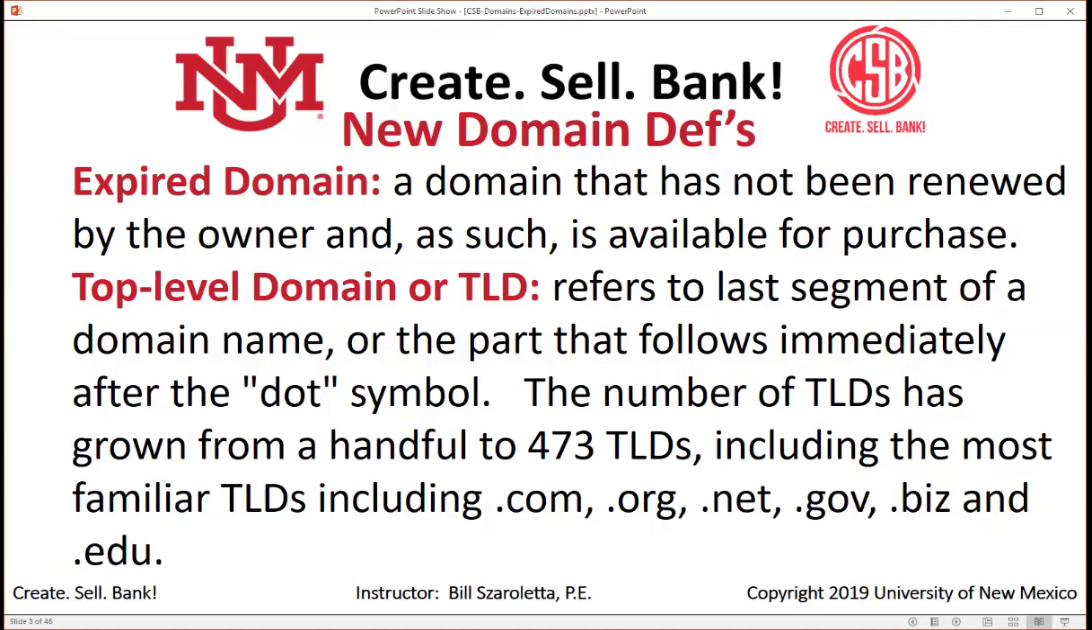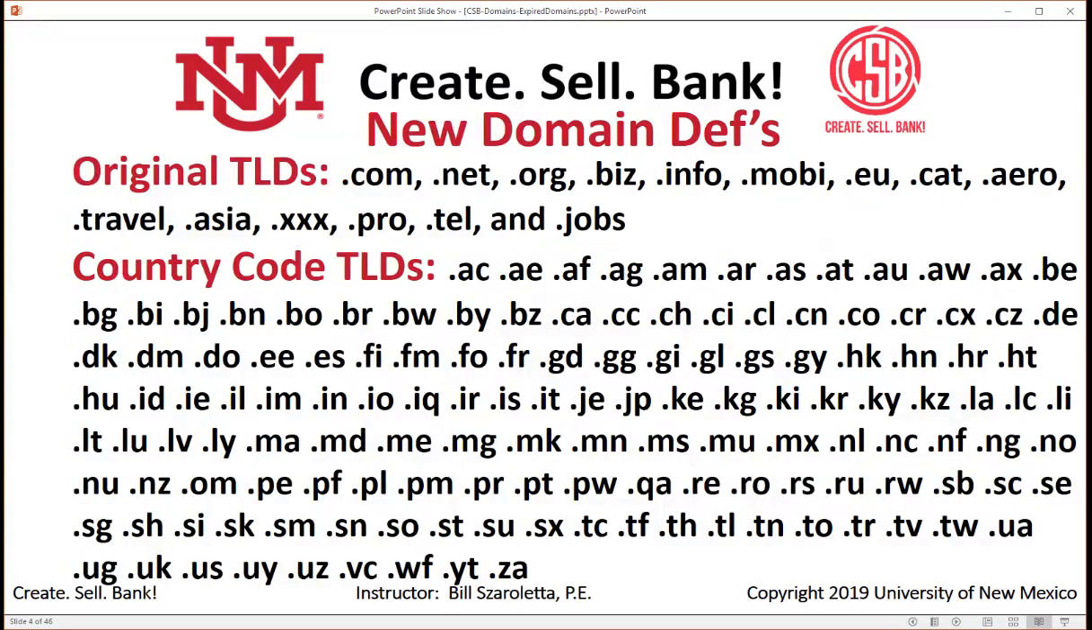A top-level domain, a TLD, is the 3, 4, 5, 6 letters or digits that are to the right of the dot. It started off in the old days with .com, .org, .net, .gov, .biz, .edu. Then there was a revision and they went to more, and you can see those up here, the various types that were the TLDs. Then they added country codes.